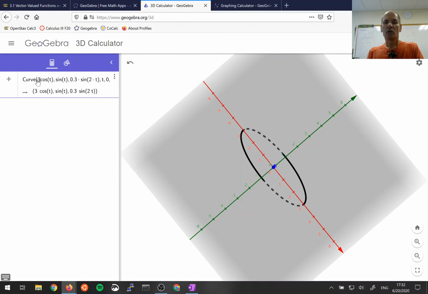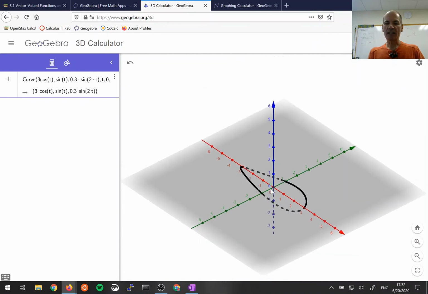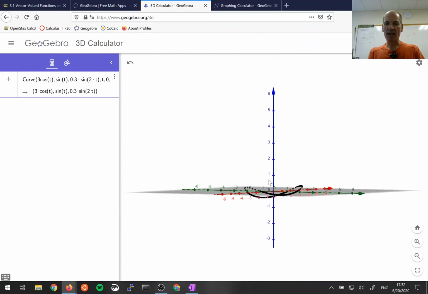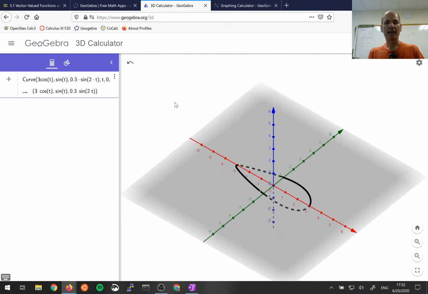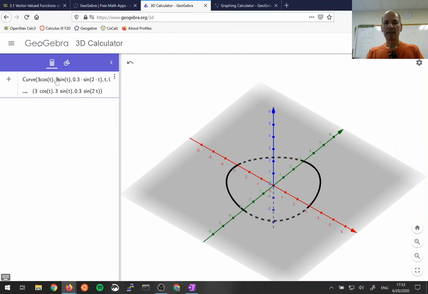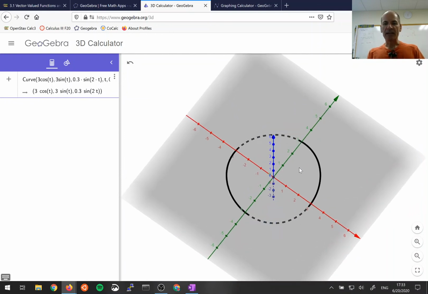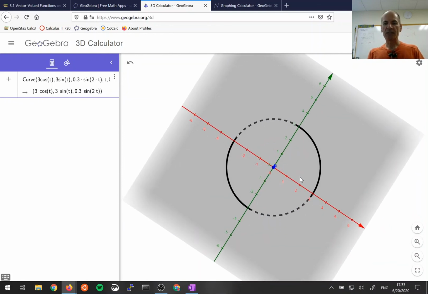Hey, look. Intermediately, before I do the other 3, I got a 3 here and a 1 here. Notice now I'm getting an ellipse, and I still have this oscillation in the z direction, so I'm getting an ellipse that sort of dives up and down below the xy plane. Let me throw the other 3 in there. Okay, now we've gone back to a circle, and notice that circle has radius 3.